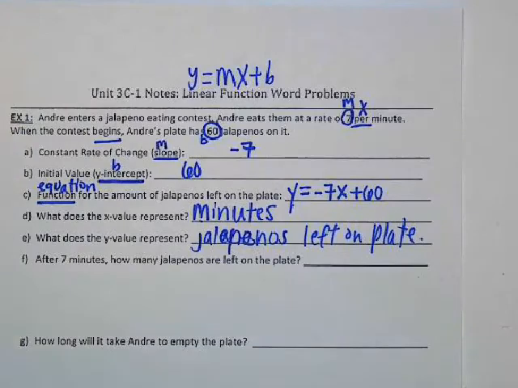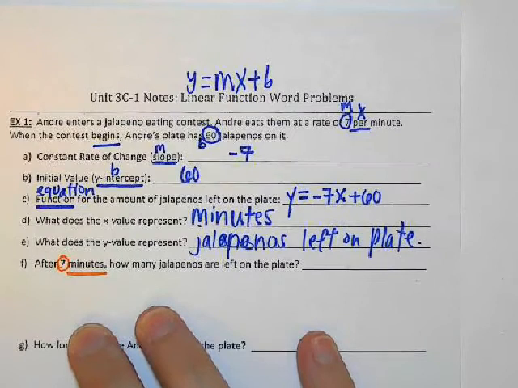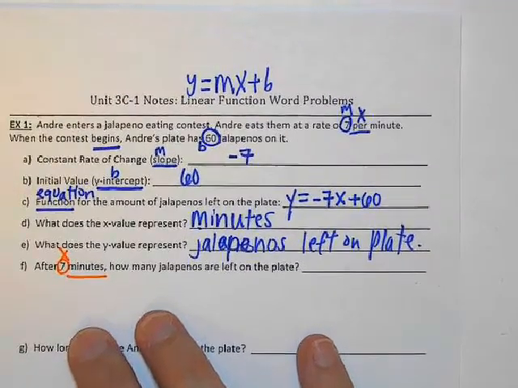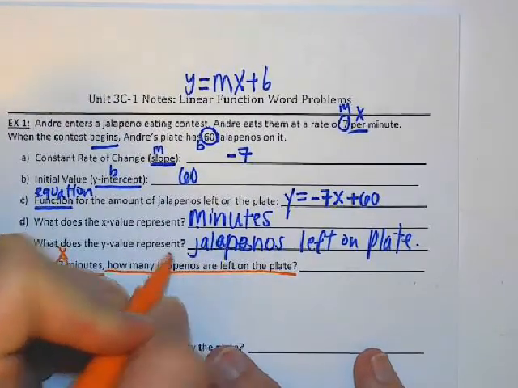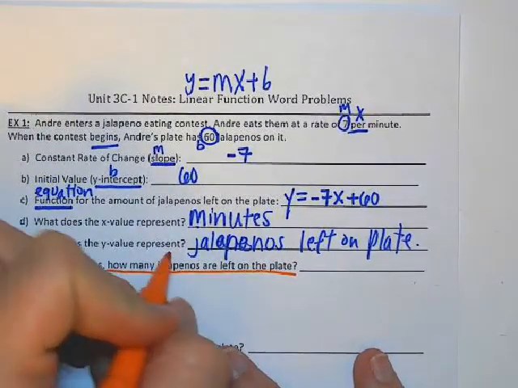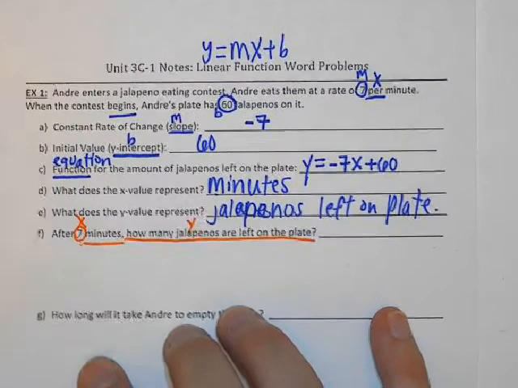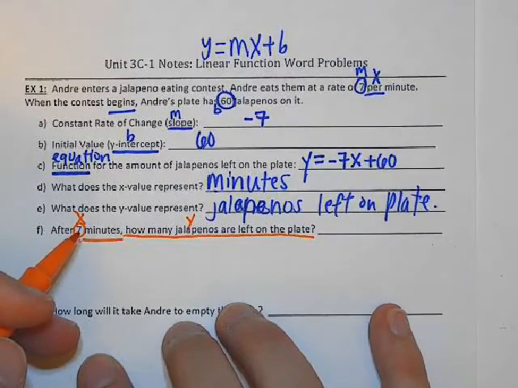It says, after 7 minutes. 7 what? Minutes. Minutes represents what letter? x. So 7 represents x, because it says minutes. How many jalapenos are left on the plate? Left on the plate represents the y. So it's telling me x, and it wants me to find y. Do I know y? No. What can I do with the 7? Plug it in for the x.